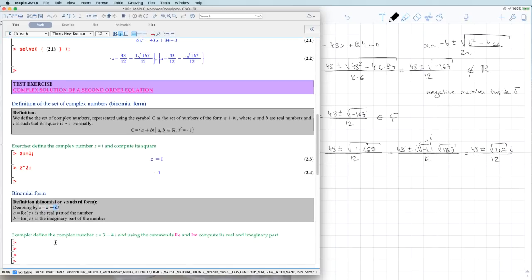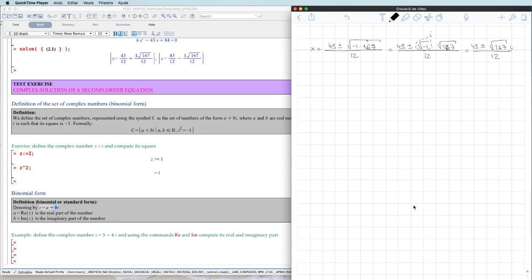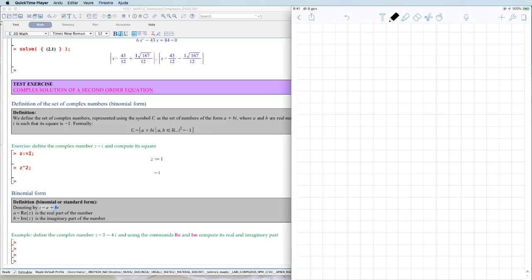So let's do this exercise. So we have z equal to 3 minus 4i. The real part is going to be 3 and the imaginary part is going to be minus 4. So it's not minus 4i. This is not correct. Both the imaginary part and the real part are real numbers.